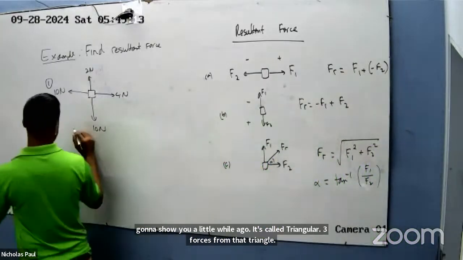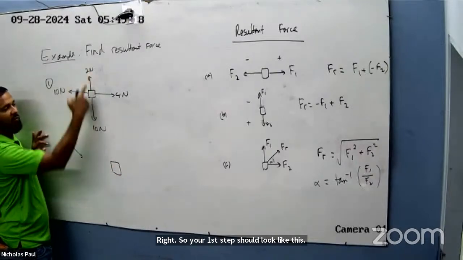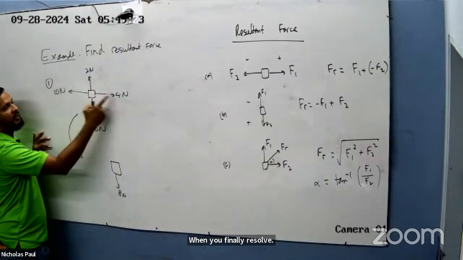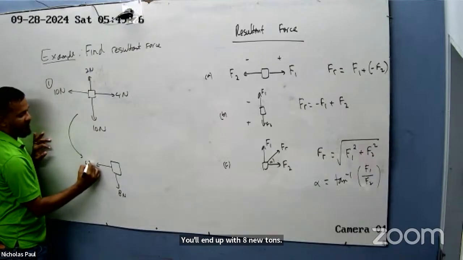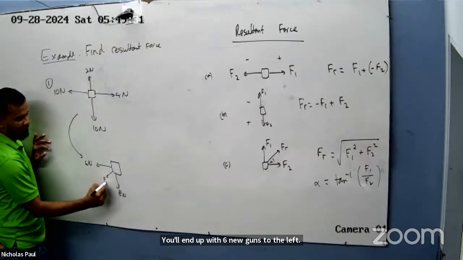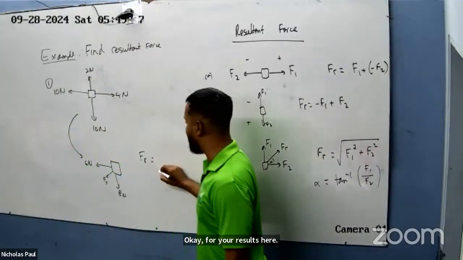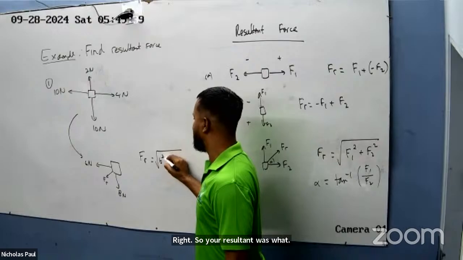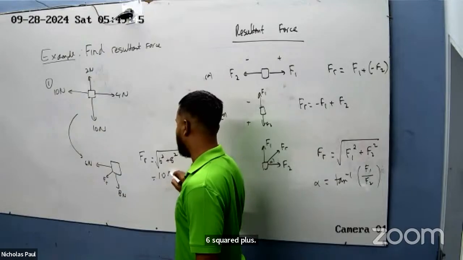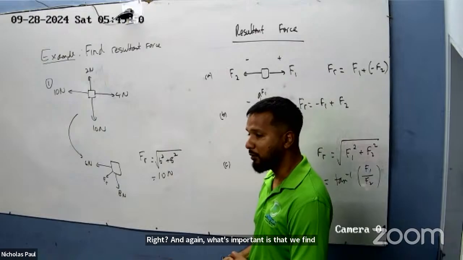So your first step should look like this. When you resolve vertically, you'll end up with 8 newtons downwards. When you resolve horizontally, you'll end up with 6 newtons to the left. So your resultant is here. So your resultant force is the square root of 6 squared plus 8 squared, and that'll give you 10. And again, what's important is that we find alpha.